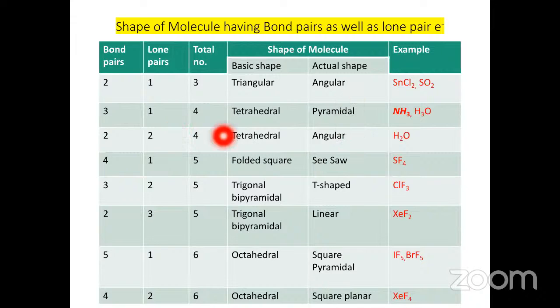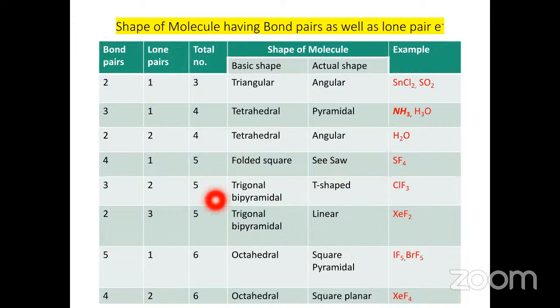Next, the total number of electron pairs is 4. Of these electron pairs, if it contains 2 bond pairs and 2 lone pairs, then for the total number of pairs the shape is tetrahedral. But it has 2 lone pairs. That is the reason the shape changes to angular. Next, if the total number of electron pairs is 5, then the shape is trigonal bipyramidal. But here it has one lone pair along with 4 bond pairs. So the shape is seesaw structure.